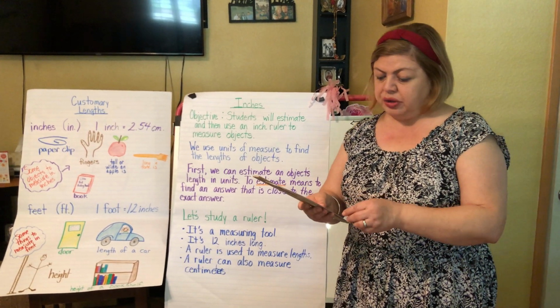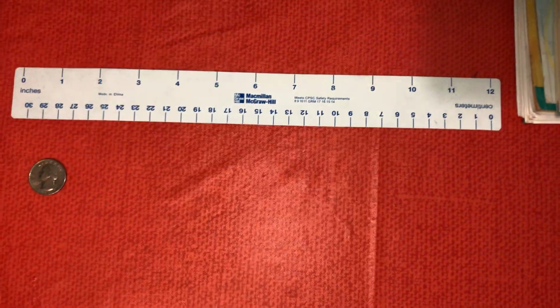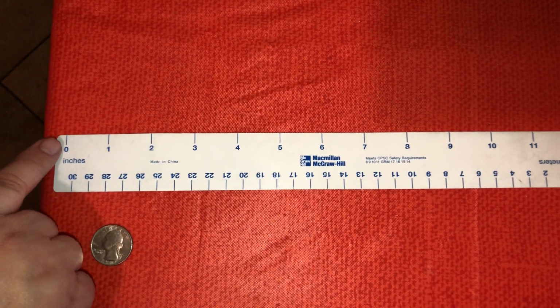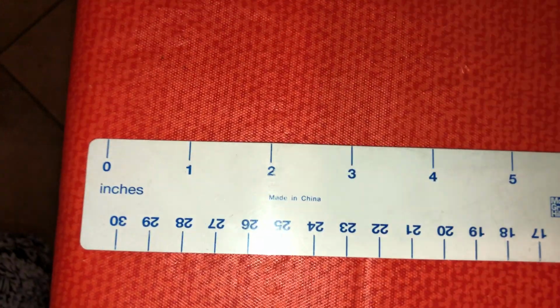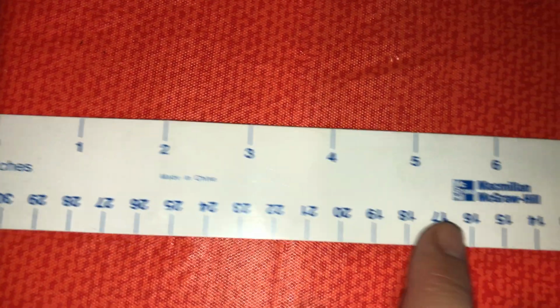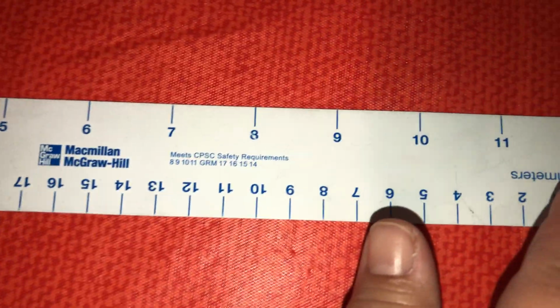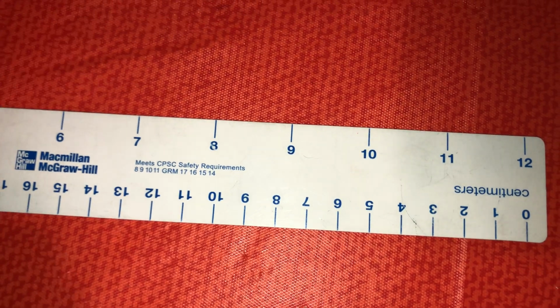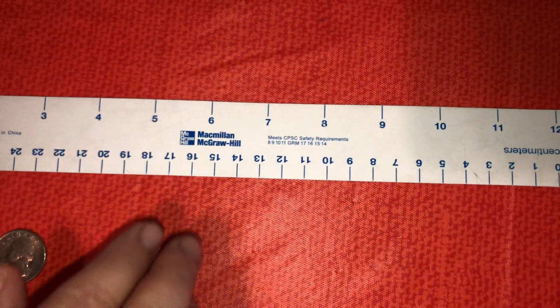So I'd like to show you something. So here is my ruler. Okay, I'm going to use this white one to make it easier. And if I look at this ruler, I see that it has a 0 here, and it goes all the way to the number 12. Okay, so a ruler has 12 inches.